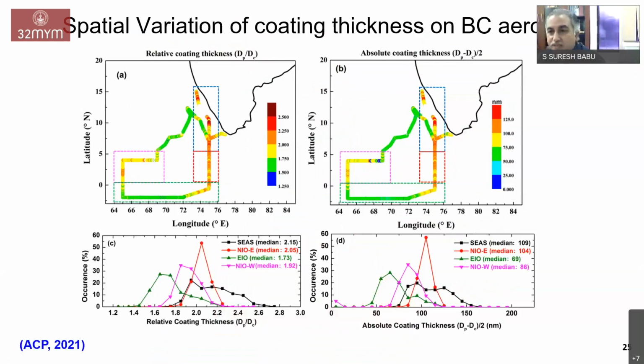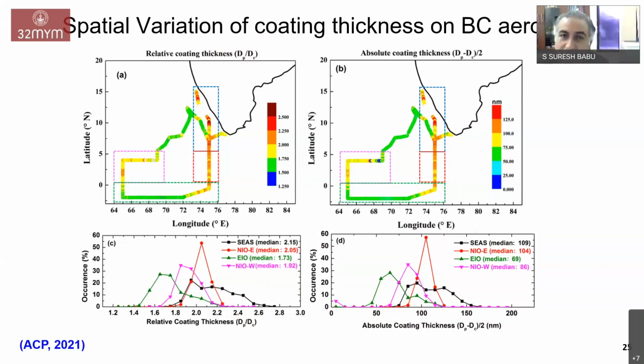That means the shell thickness over the existing black carbon is, if it is 100 nanometer black carbon size, also of the order of 100 nanometer. So that means that its hygroscopicity increases.